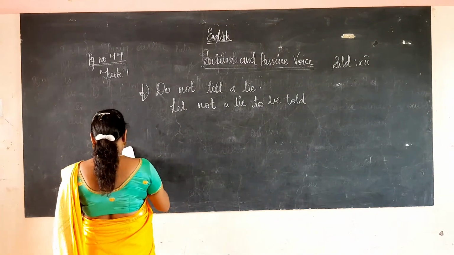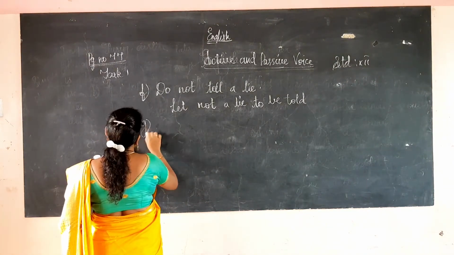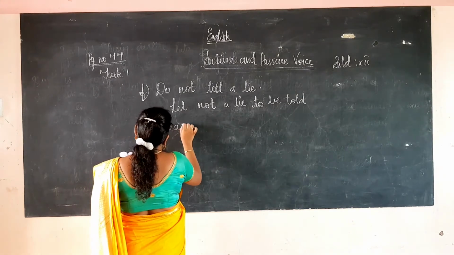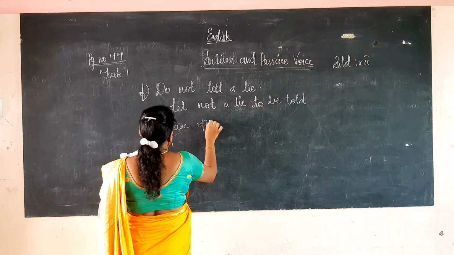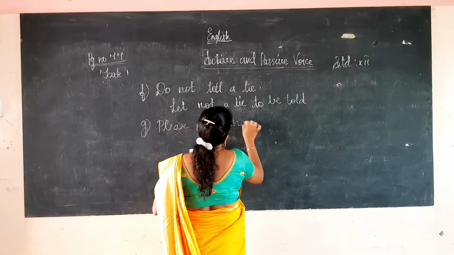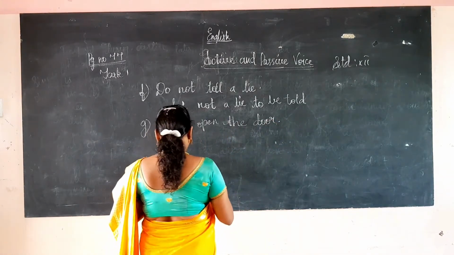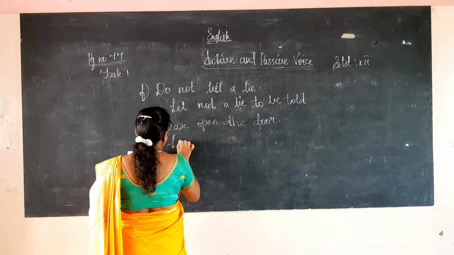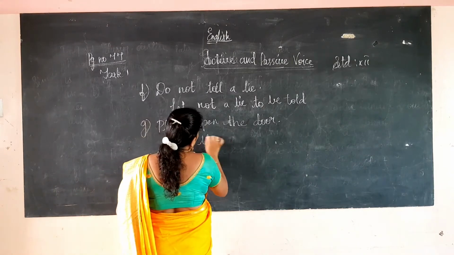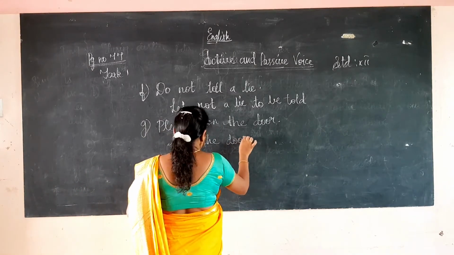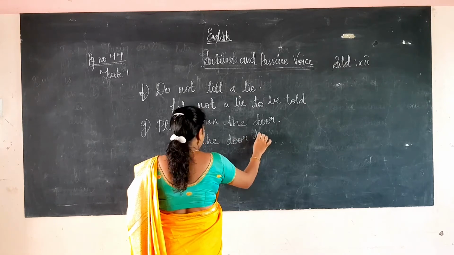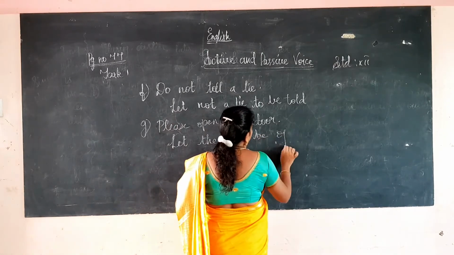Okay. Next, G: Open the door. It is again an imperative. So, how will we write? Let the door be opened.